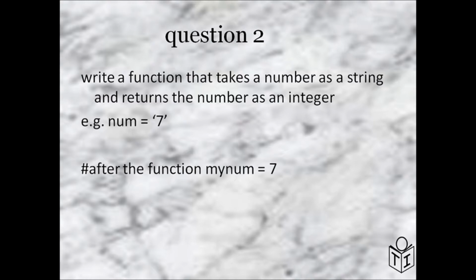Question 2, write a function that takes a number as a string and returns a number as an integer. For example, we had the variable num and that equals the character 7. That's not an integer, that's a string. Pass that to the function and then return the integer, which is the number 7. That's question 2.